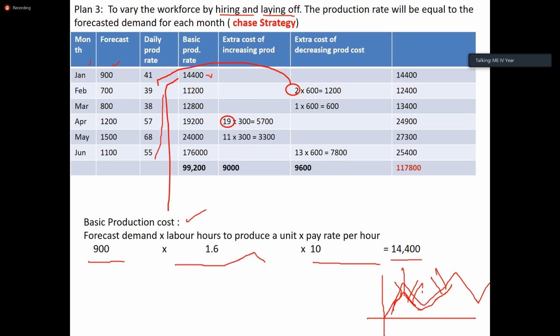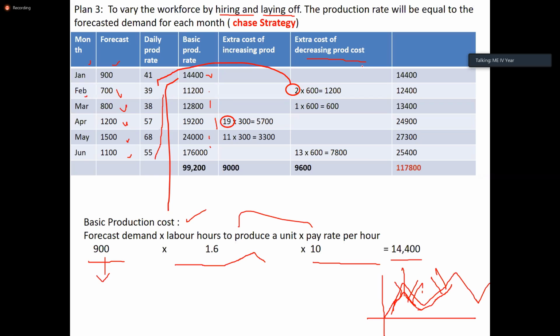Okay. Similarly, for February also, these two will be the same, and you have to vary this according to the month demand: 700, 800, 1200, 11. So based upon that, you will get these values. Okay. Now the question will come now from this: the extra cost of decreasing production cost.